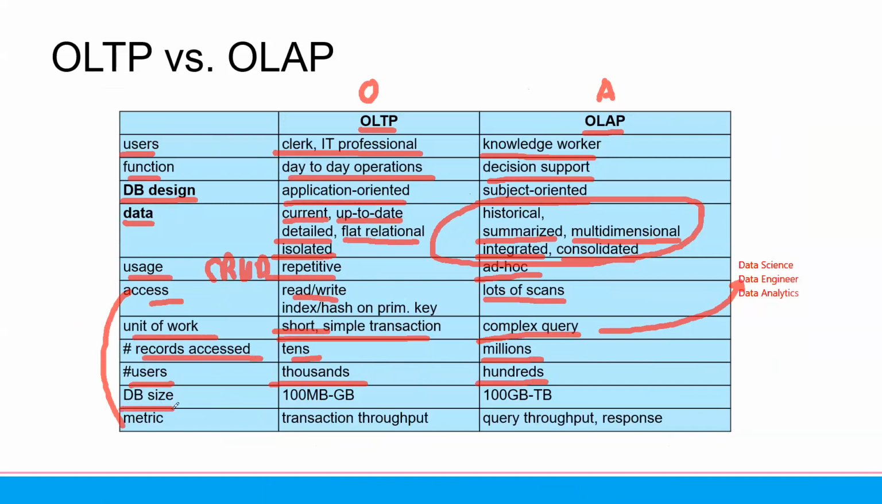The DB size, because it is transactional, you need to prepare only gigabytes. But for the OLAP, the data warehouse should be big because it contains 10 years of data. So it includes a lot of data. And the metric is transactions for OLTP, but for OLAP this metric is more about the query.